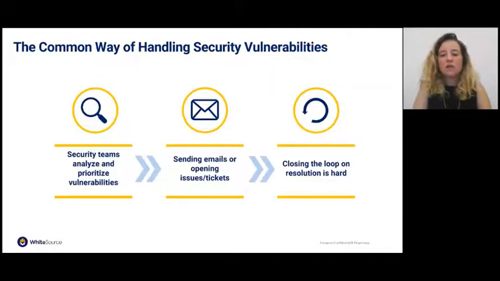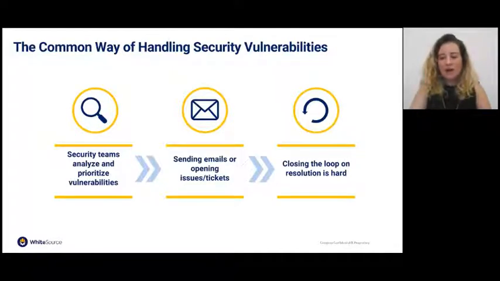And we see that closing the loop on the resolution or the analysis is very hard, mostly because the security teams and the development teams don't usually speak to each other, and also because they have very different goals, right? As users, they have different goals. For example, a security team wants the code to be secure. They want each and every one of the vulnerabilities to be resolved as fast as they can. And then we have the developers, and the developers want to deliver new features.